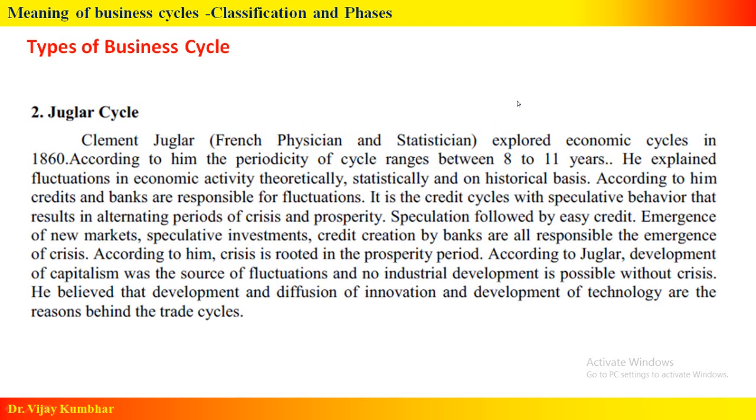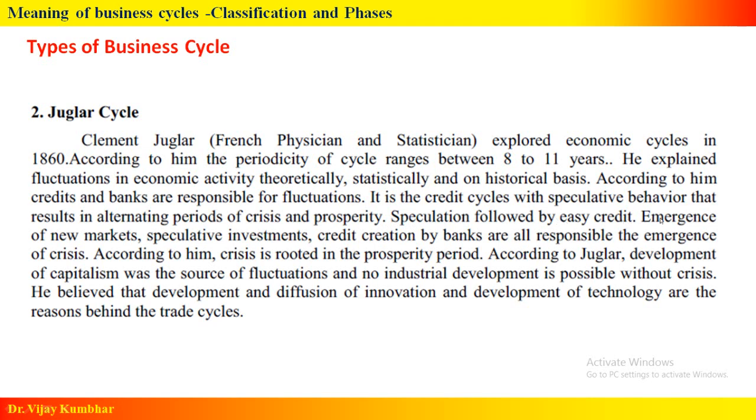Next is the Juglar cycle. The Juglar cycle concept was interpreted by Clement Juglar, a French physician and statistician. He explored the economic cycle in the 1860s. According to him, the periodicity of the cycle ranges between 8 to 11 years. He explained the fluctuation in economic activity theoretically, statistically, and on a historical basis. According to him, credit and banks are responsible for the fluctuation. It is a credit cycle with speculative behavior that results in alternating periods of crisis and prosperity.